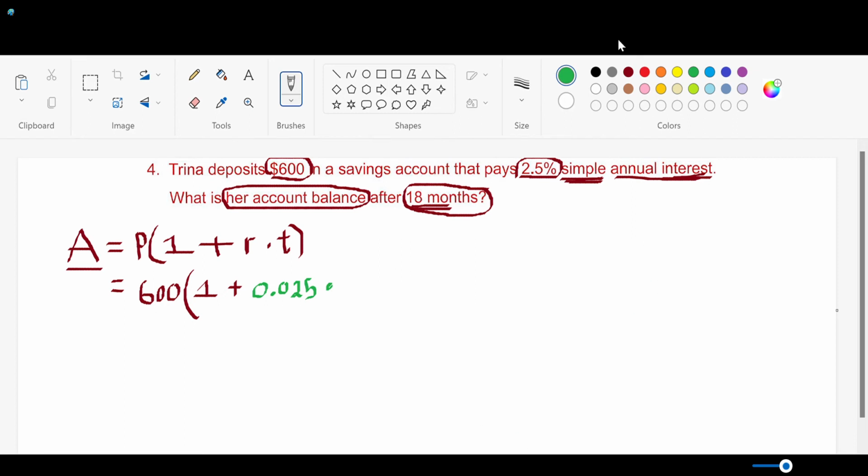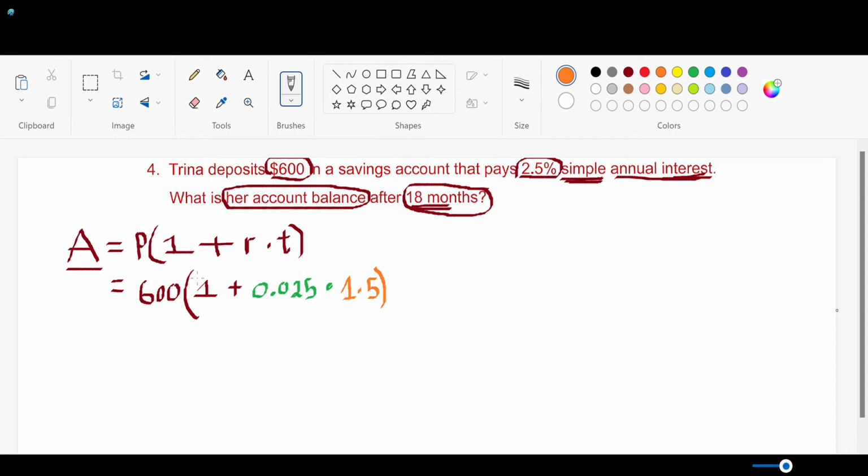This is a number I want you to be really careful with. There are 12 months in a year, so 18 months is 1 year and 6 months, which is the same thing as a year and a half. So I'm going to put 1.5. Again, be careful. Don't put 18 months down, or 18 years down. 18 months is a year and a half.